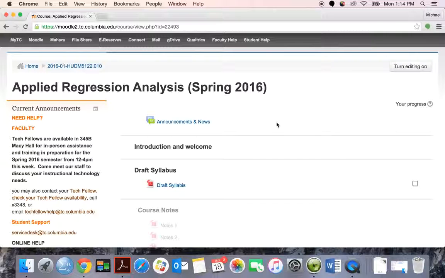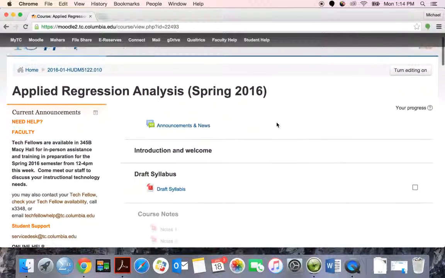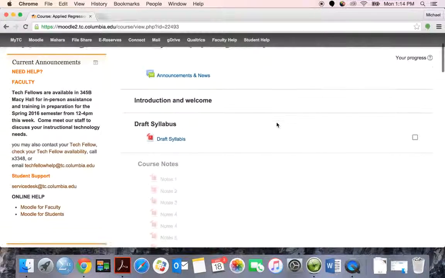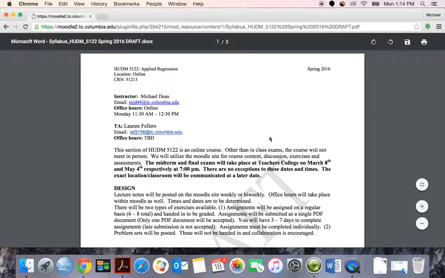So, what you see here is the course page. It's going to look a little different for you, as this is me signed in as the instructor. But you can basically see what's going to be on the page. Let's take a look at the draft syllabus, and that'll guide us through the rest of the things that you'll see a bit grayed out below. So here's the syllabus itself.